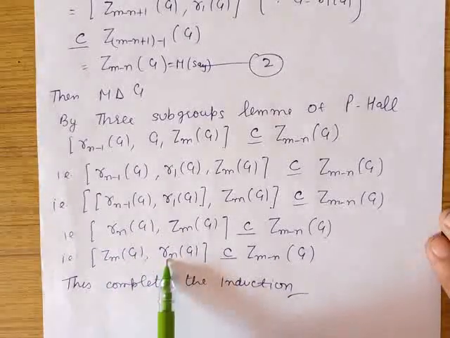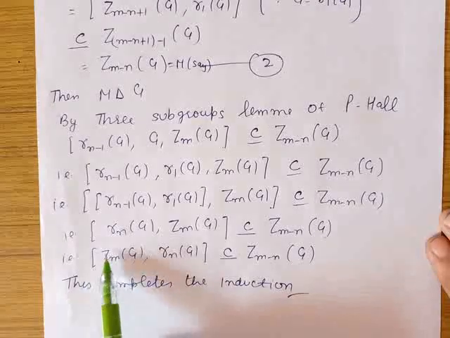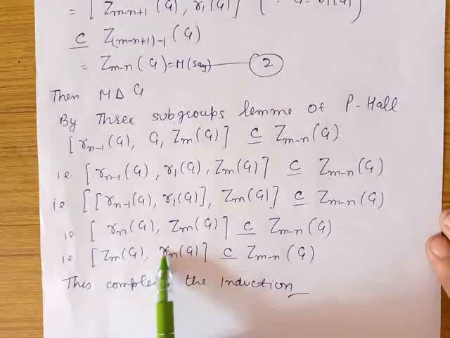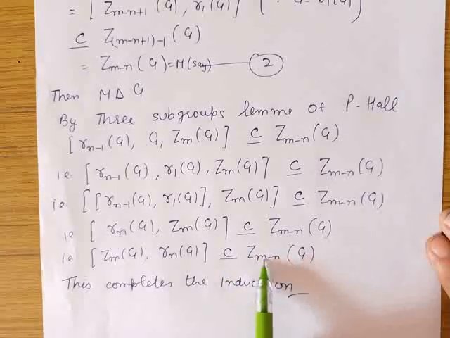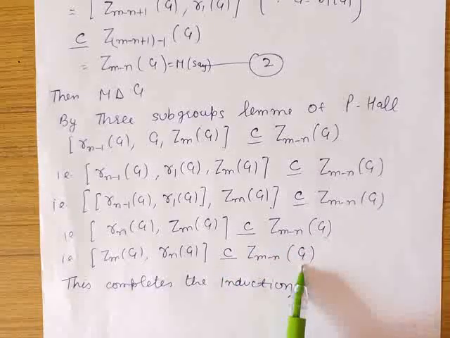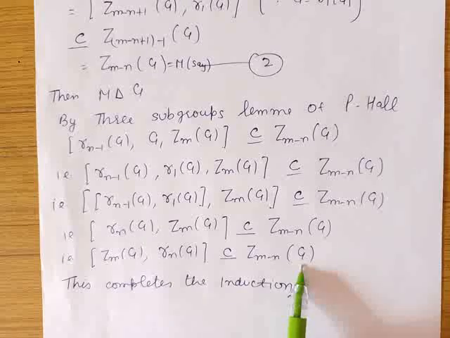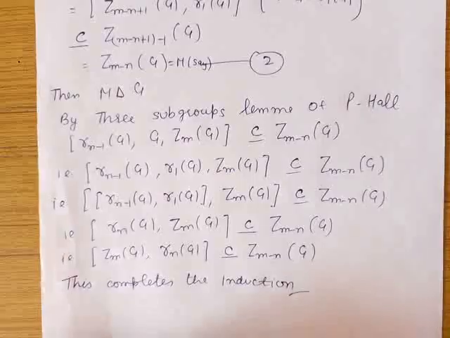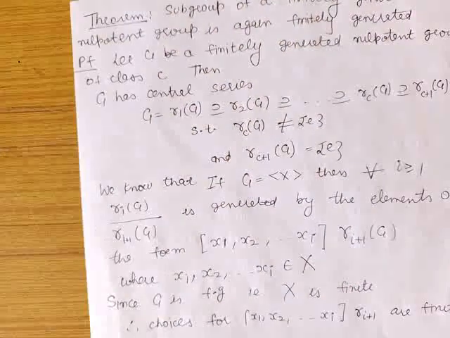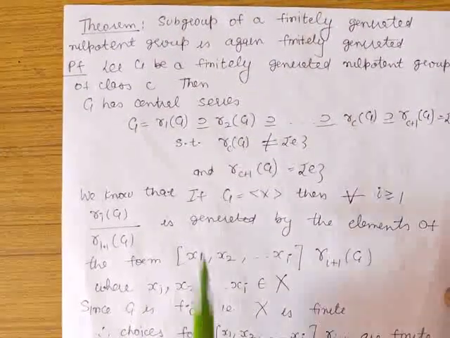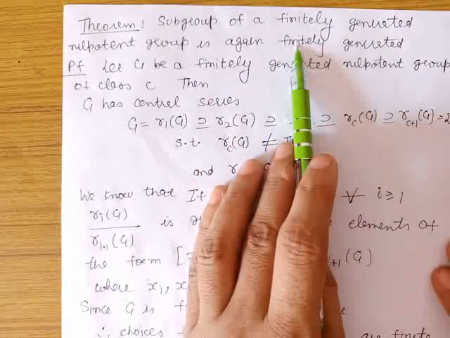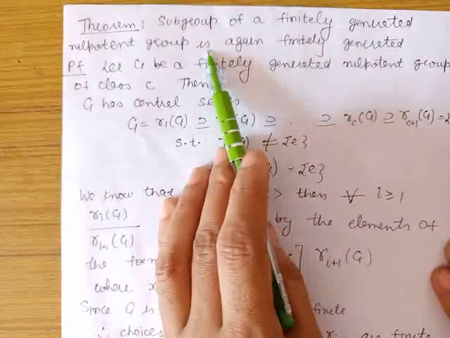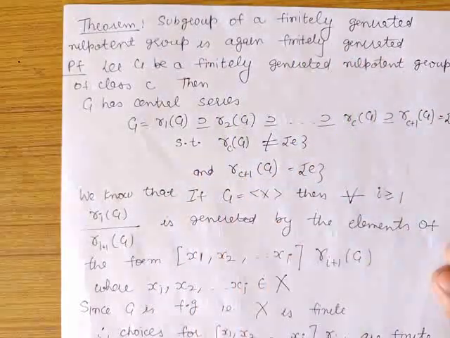So we have proved the commutator of Z_m G with gamma_n G is contained in Z_(m-n) G. So this completes the induction and the proof. Now our last theorem in this section is to prove that a subgroup of a finitely generated nilpotent group is finitely generated.